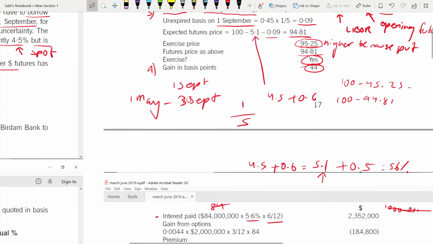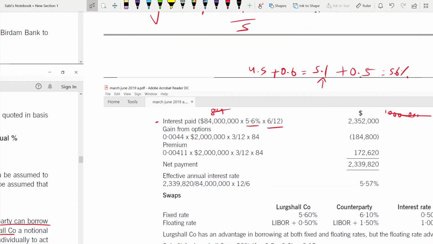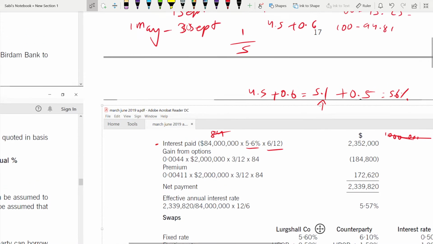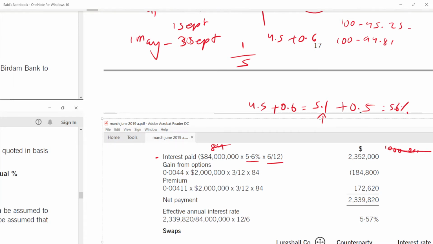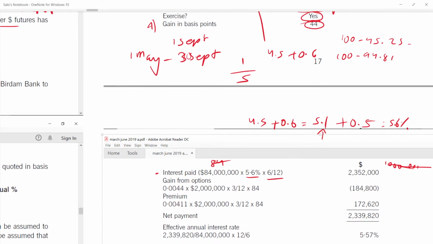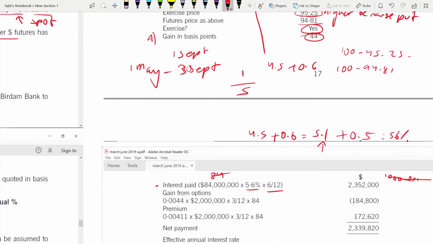So 44 basis points means this. Oh wait, I'm not able to write. Okay, I will do it with my mouse. So this 44 basis points into how many? 2 million.